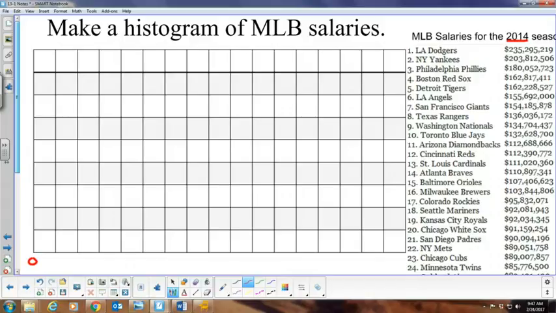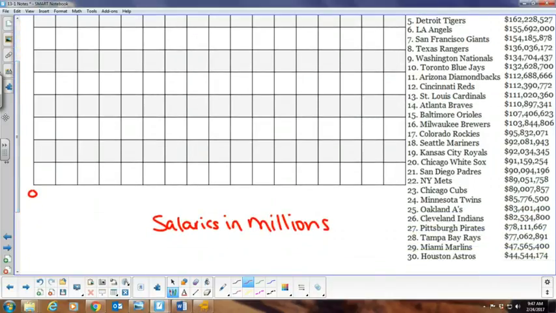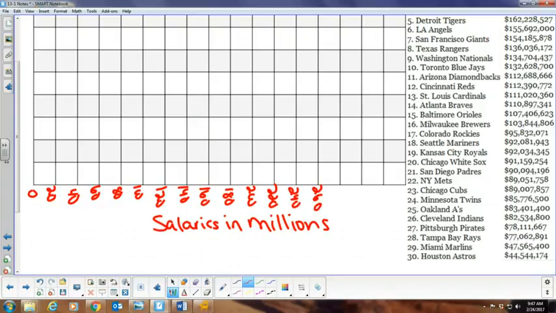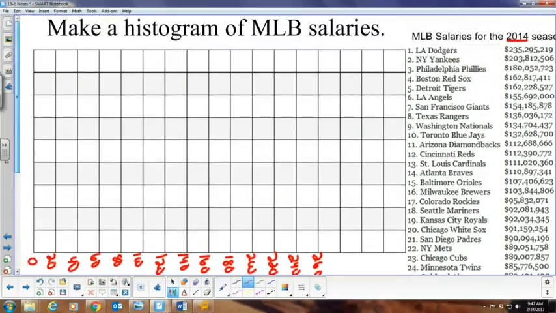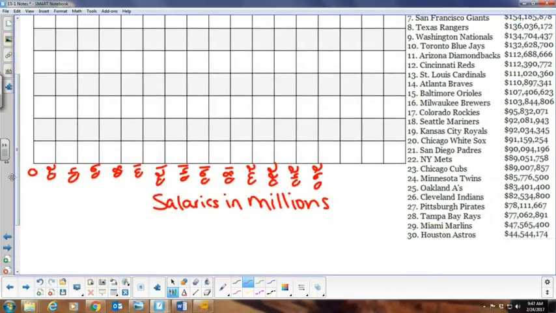I wouldn't want to go by like 50 million, because then everyone would be under the same bar, and that's not going to give me a good display of the data. I want to find a number that's going to make the data be displayed well. So I'm going to pick 20. So I'm going to put 20 here, and then 40, 60, and keep going. And there's all my data, because my highest one was 240 or 235. So I didn't have to do 260.